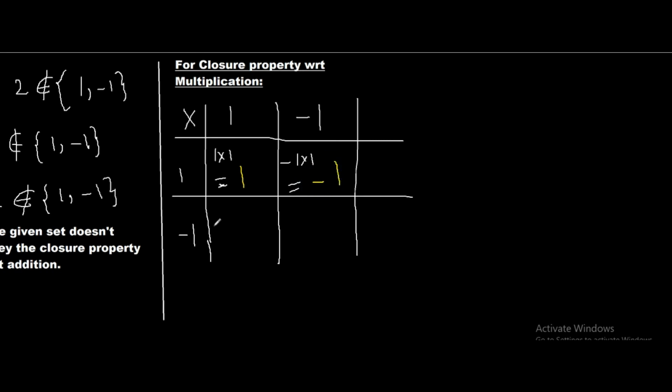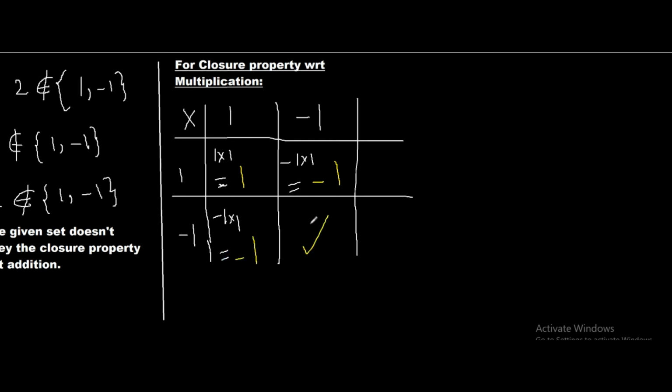For the third box, you have the upper entry is 1, while the left entry is -1. Upper input is 1 and the left input is -1. So you have 1 multiplied by -1, or -1 multiplied by 1. Again you have got -1, because 1 multiplied by -1 is equal to -1.